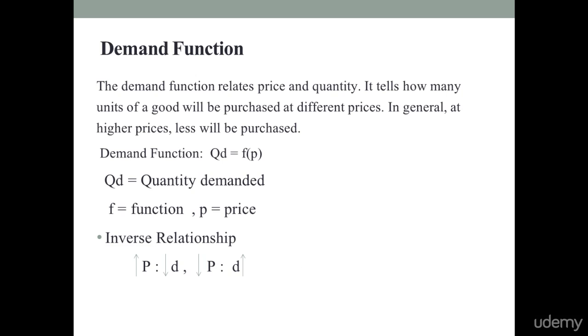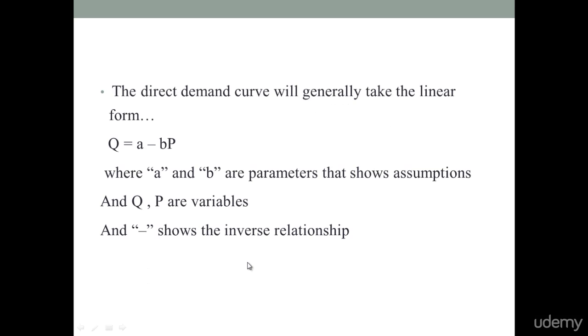Okay, what is the demand function? The demand function relates price and quantity. It tells us how many units of a good will be purchased at different prices. In general, at higher prices, less will be purchased. So the demand function is: quantity demanded is a function of price. QD stands for quantity demanded, F stands for function, and P stands for price. And it has an inverse relationship because when price increases, demand decreases, and when price decreases, demand increases. So we talk about the demand function.